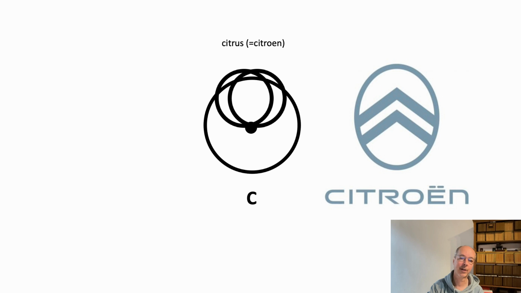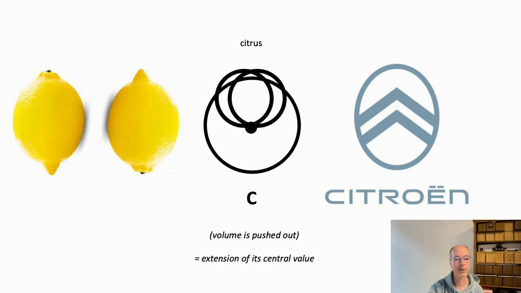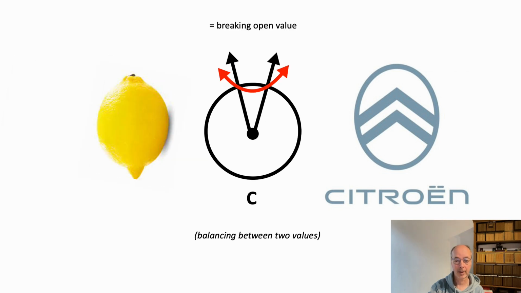Actually, you can also see the same thing. There's an extension from the center with the volume outwardly. You can also already recognize it there, just like in the citrus. Citrus has it as well. The volume is pushed out, and it is actually still coming from the center. The extension of a central value. So it's not just a round or oval form. There is an extension from within. That's what the C is about. And it is guided by two values that make it enlarge, actually.